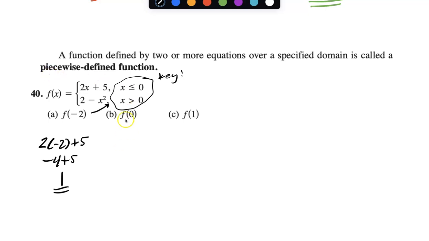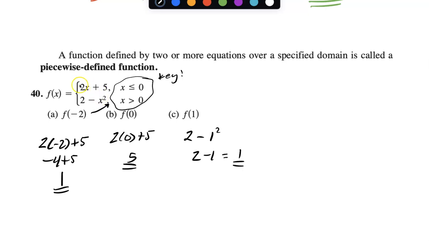F of 0. Well, it is a 0, right? In that case, look for the equal to sign, because that could be less than or equal to 0. So we're going to plug it into the top one again. So you get 5. F of 1. F of 1 is actually greater than 0. So we're going to plug it into the bottom one. I get 2 minus 1, which is 1.